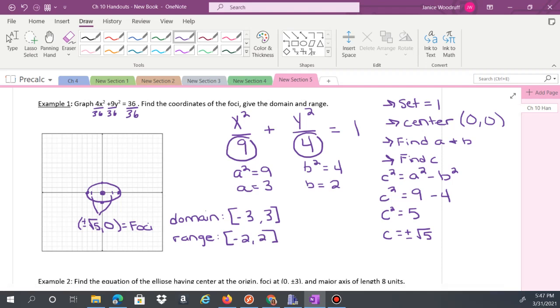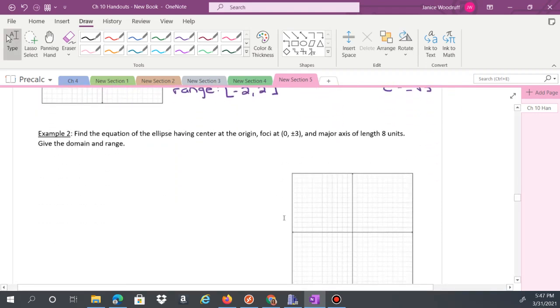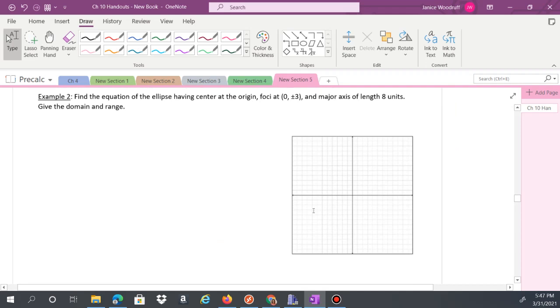Okay. Next one doesn't give us as much information. So this is when your equation is given. Now we're given incomplete information, so we have to use the graph to help us. So we have to find the equation of an ellipse having a center at the origin. Foci at 0, plus or minus 3. So my foci are 0, 1, 2, 3, and 0, negative 1, 2, 3. And a major axis length of 8 units.